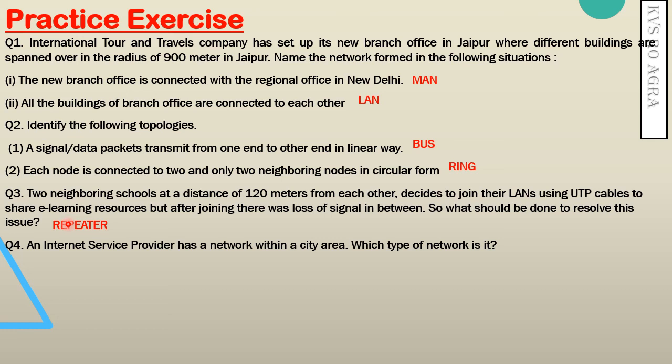Question 4. An internet service provider has a network within a city. So what type of network is it? MAN. Just like a cable network is a MAN.